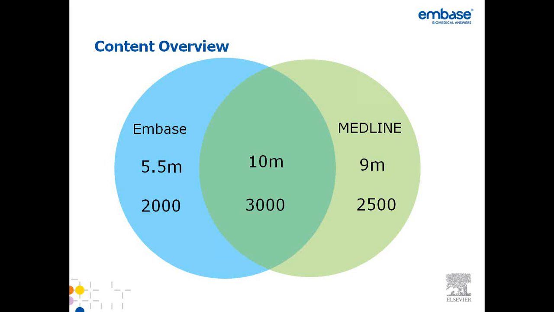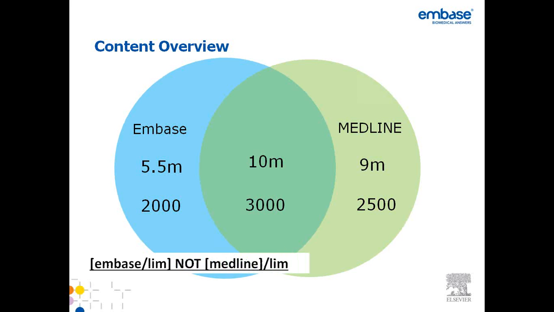Overlapping titles are part of the Embase collection, and this is especially important when you think of indexing, because it means that the 10 million plus the 5.5 million are indexed by Embase using the Embase thesaurus and Embase procedures and policies. The Medline, as we saw, 2,500 journals with the 9 million articles are then added. We do not index that content. We add it with the Medline indexing to the overall Embase collection, which you then search using embase.com.